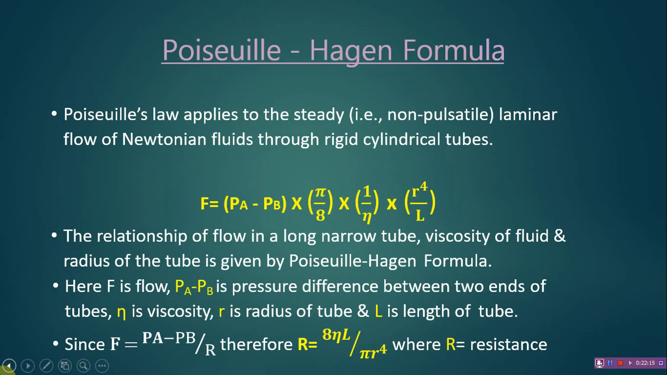Now coming to a formula which is called the Poiseuille-Hagen formula. Poiseuille's law applies to the steady, which is non-pulsatile, laminar flow of Newtonian fluids through rigid cylindrical tubes. Now, a Newtonian fluid is one whose viscosity remains constant.